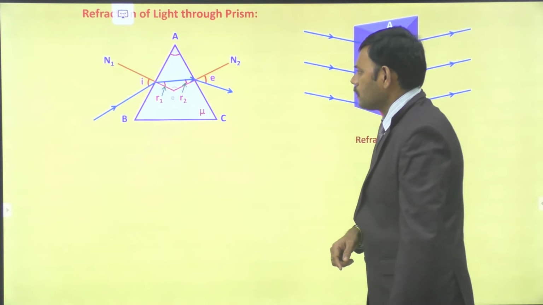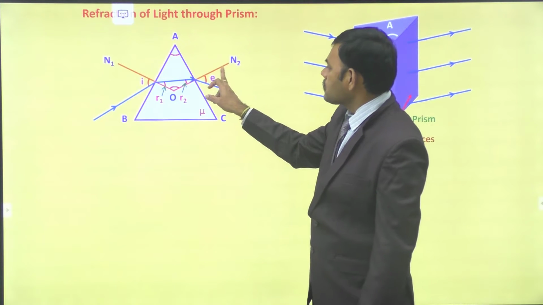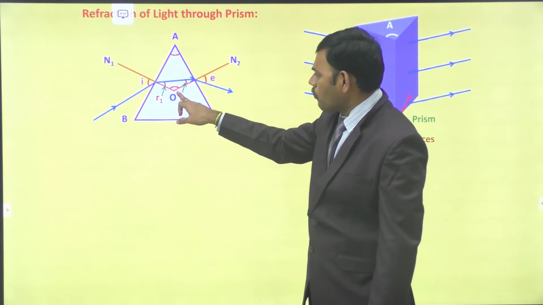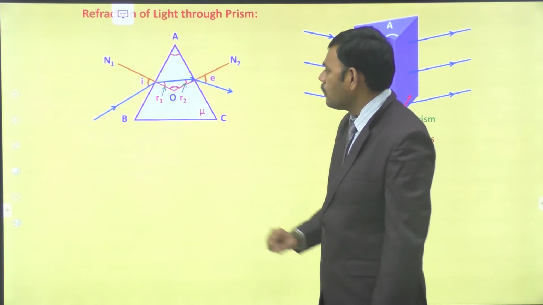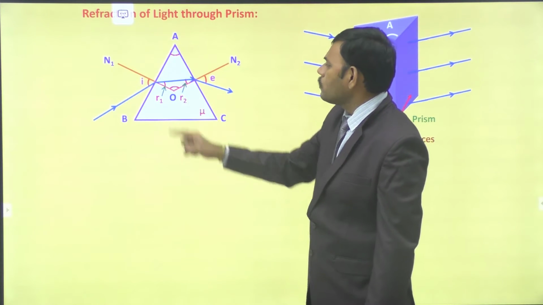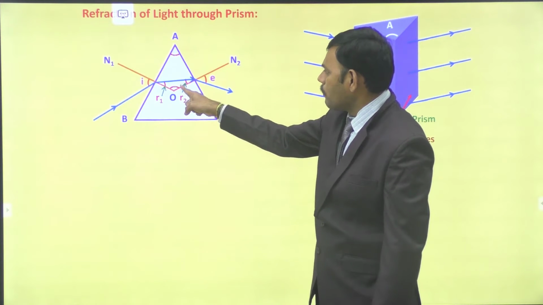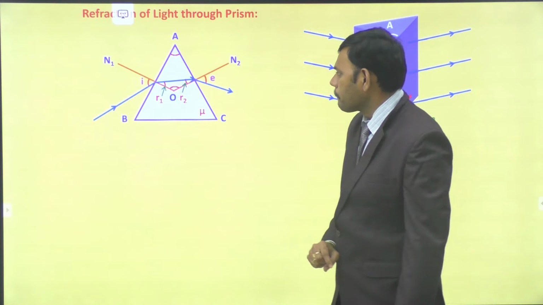Then let the intersection point of the two normals be O. ON1 is one normal, ON2 is the second normal. The intersecting point of the two normals is O. Let this angle be O. The angle of the prism is A.